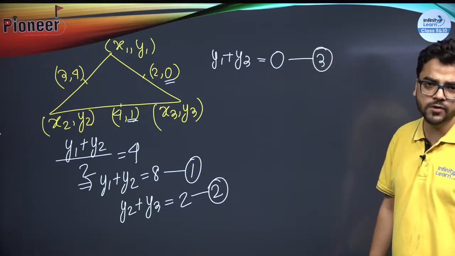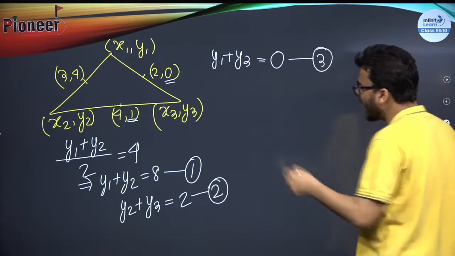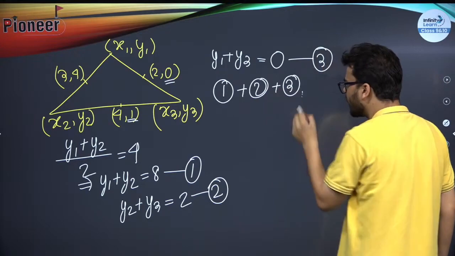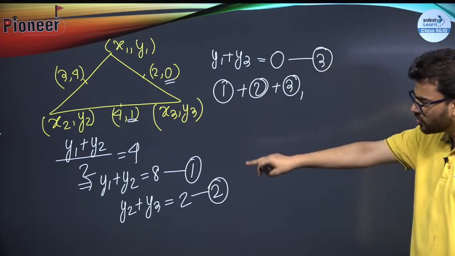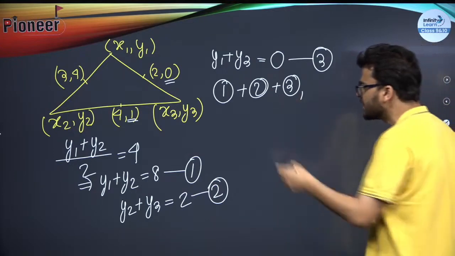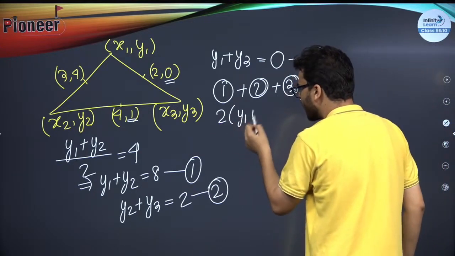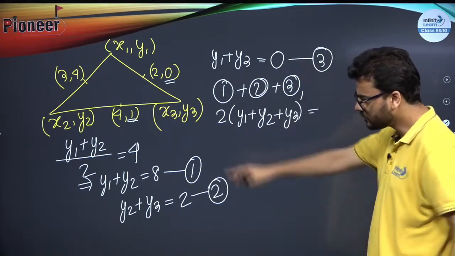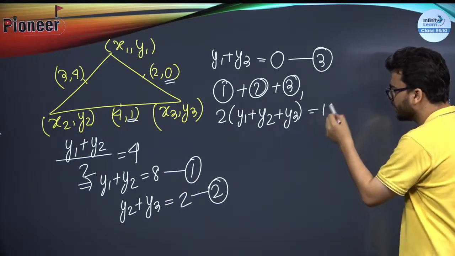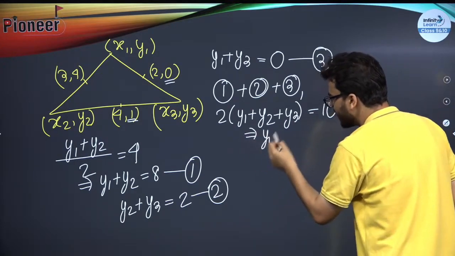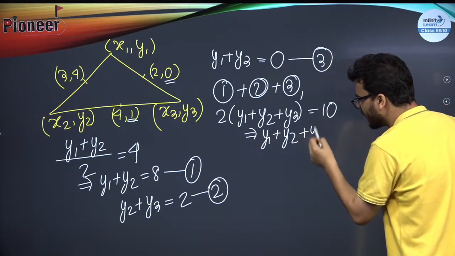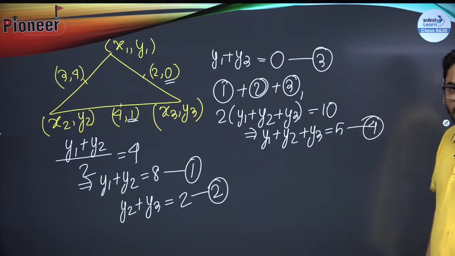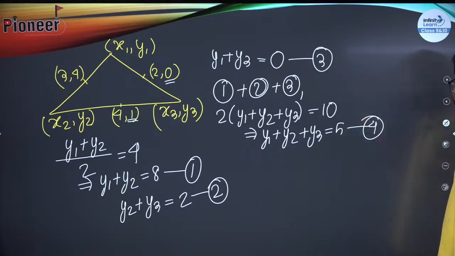So we have to find the values of y1, y2 and y3. Can I add these equations, guys? 1 plus 2 plus 3. If I add these equations, will I not get 2 times of y1, y2 and y3 on the left hand side? So we are going to get 2 into y1 plus y2 plus y3, and that is equal to 10. So can I not say over here that y1 plus y2 plus y3 is equal to 5? Suppose this is the fourth equation over here.